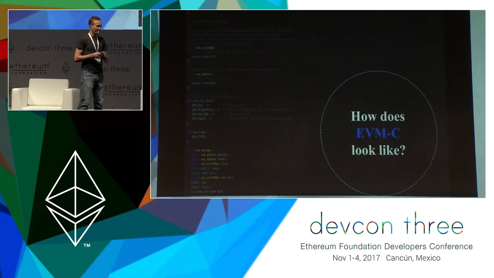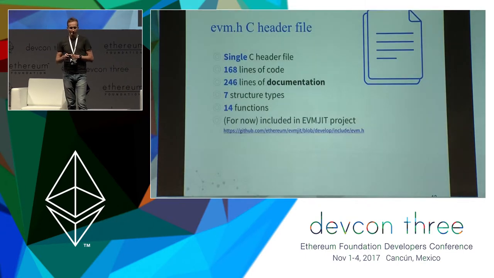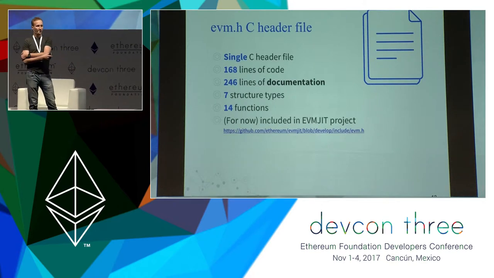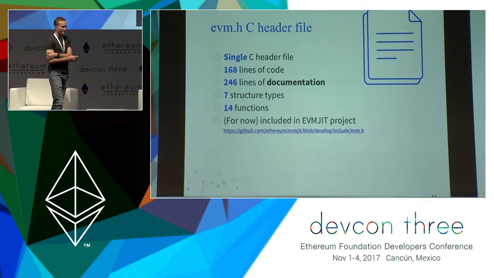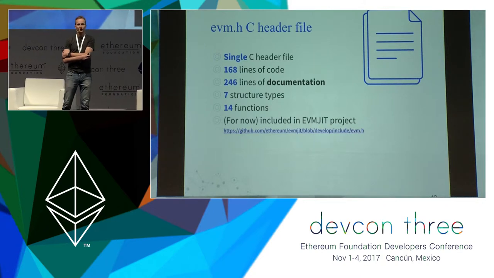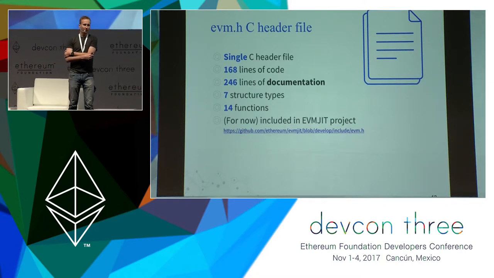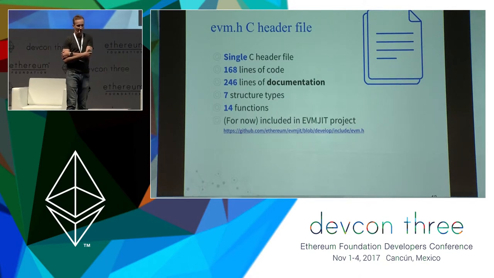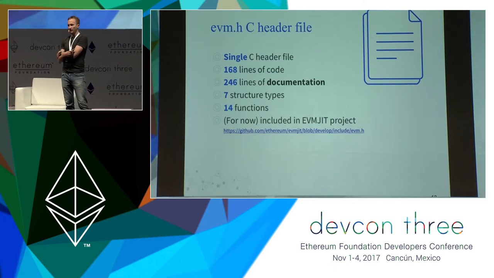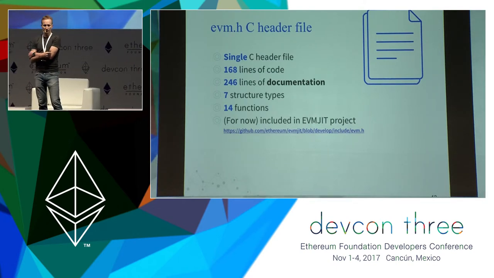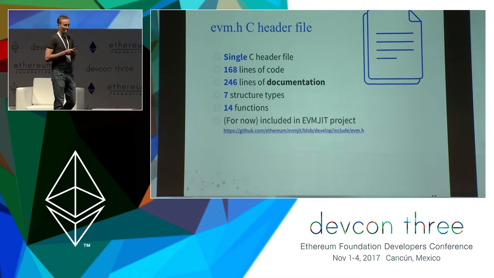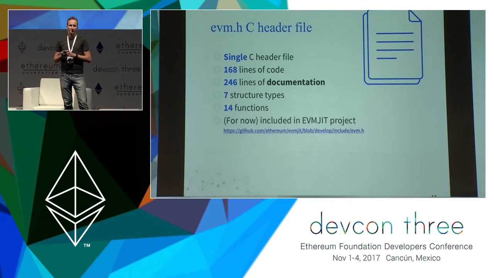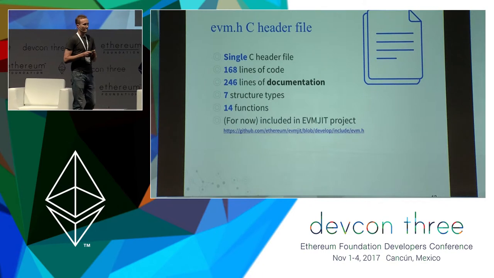So how does this EVM-C actually look like? It's a single C header file, and it includes declarations of functions and structs, and all the documentation is in this file in the form of comments. So this is the only source you should care about, and I paid attention to having good enough documentation to understand how it works just by reading the single file.